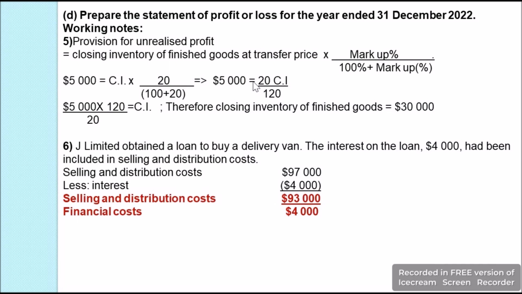When we cross multiply by transposition, we get 5,000 times 120 divided by 20. So our closing inventory of finished goods will be $30,000.